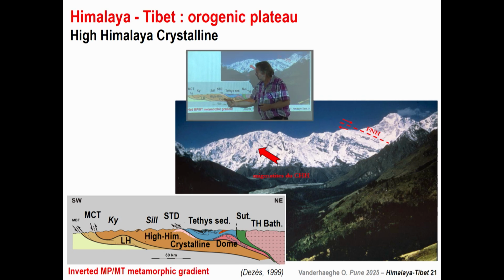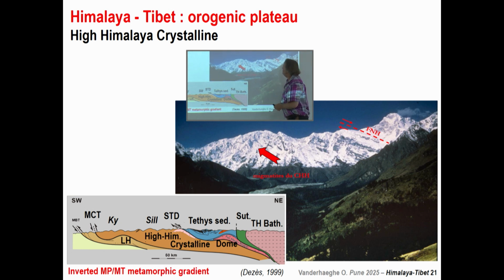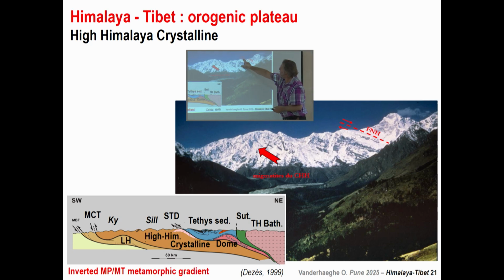And the resulting motion of the high Himalayan crystalline is sort of oblique extrusion in between a thrust and a normal fault. And that normal fault is also associated with localization of the pink here, which is a leucogranite. And leucogranite is here.